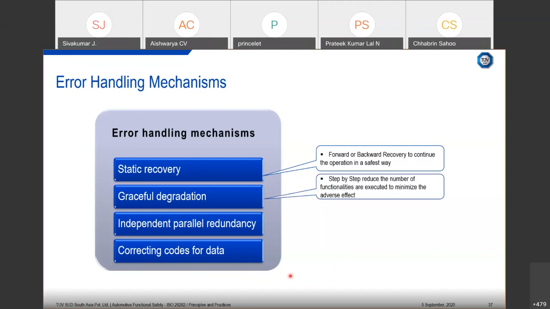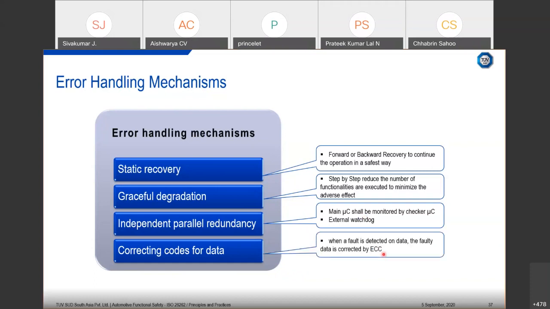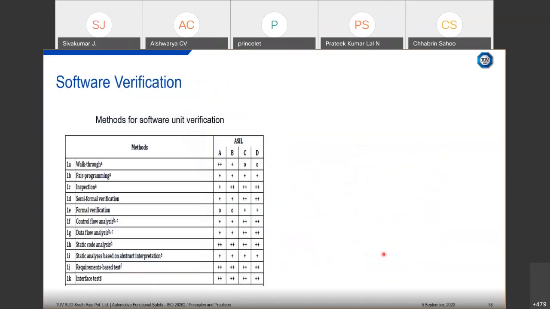And then the graceful degradation. Degradation from one state to another state, if you make it a sudden change, would not be really a good way to go. So rather you reduce the features or the functionality step by step, and then finally reach the respective state where it may be safe. That is the right way to do it. And then the independent parallel redundancy, similar to what we discussed earlier. And then the correcting codes for data, you can consider ECC. So that is the implementation aspect that we discussed at the left-hand side of the V for software development.